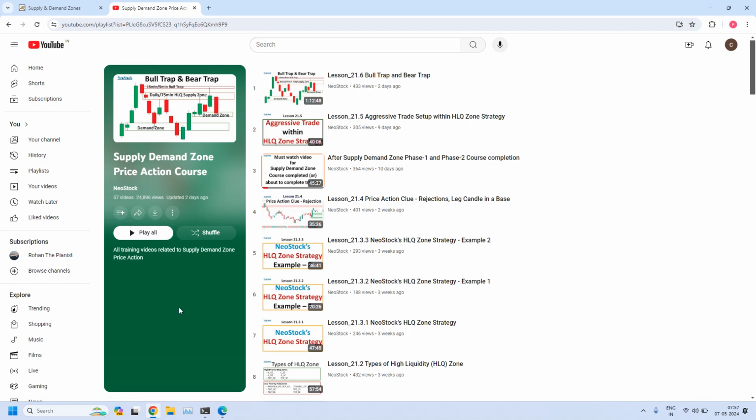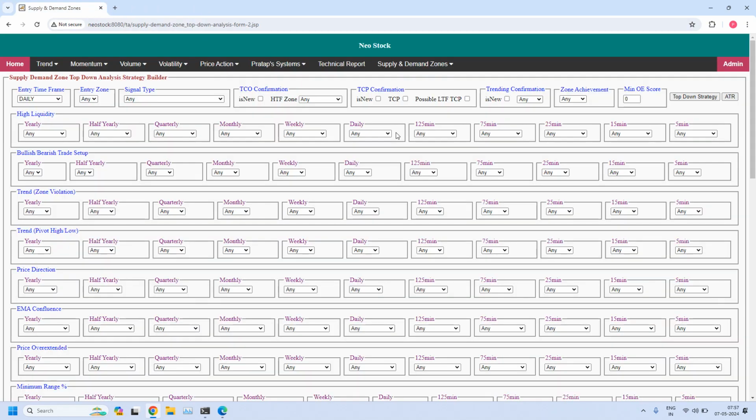Now let's get into the report generation. We are generating the report with the help of NeoStock software, supply demand zone top-down analysis strategy builder. The first report we are going to generate is the bullish trade setup for monthly income trade. For monthly income trade, entry time frame is daily. For bullish trade setup, entry zone should be demand zone.